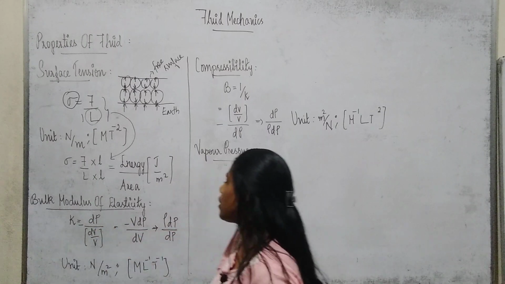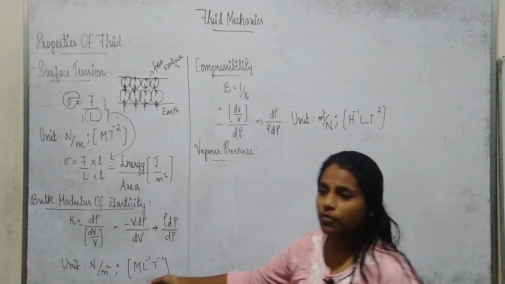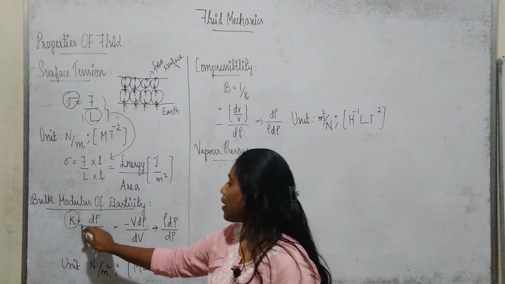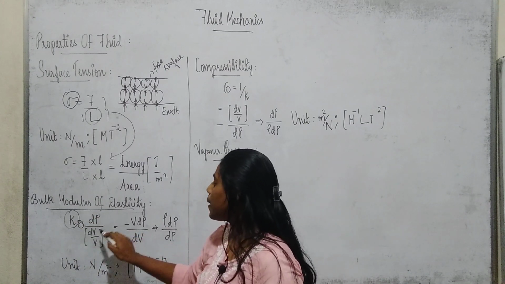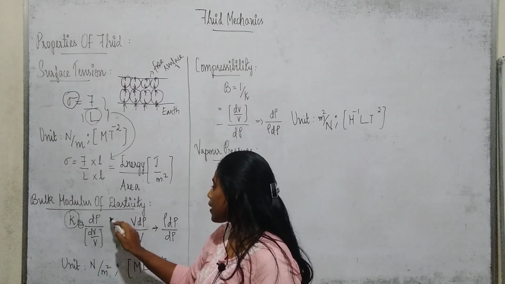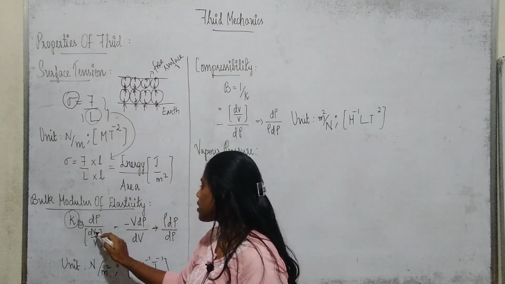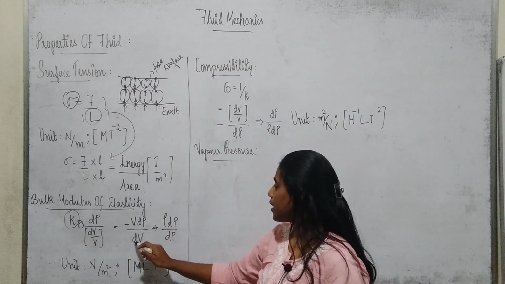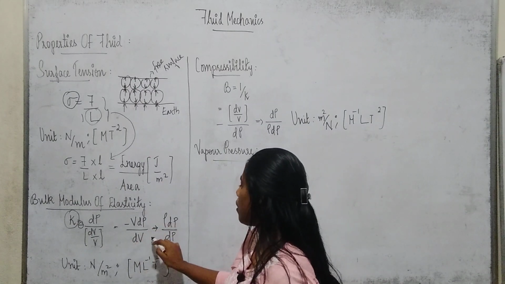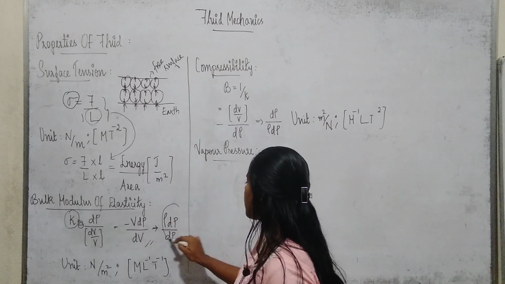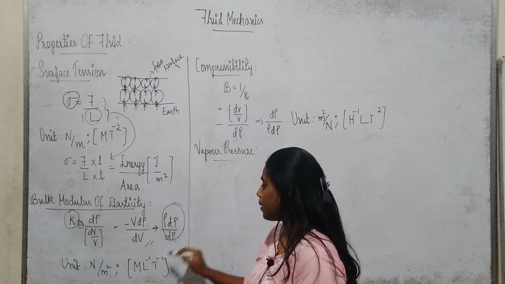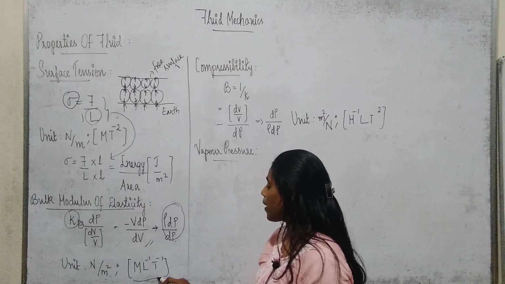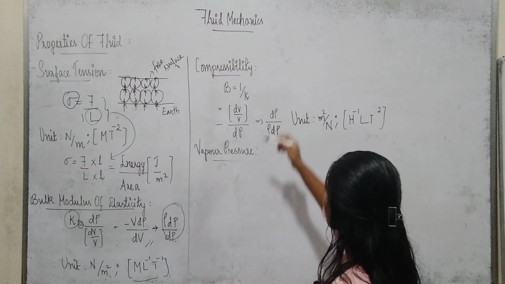Next one is bulk modulus of elasticity. It is represented by the term K, and it is given by negative dP by dV by V, that is dP by the change in the percentage of volume, which is equal to minus V dP by dV. After solving, it can be written as rho dP by d rho. The unit is Newton per meter square and the dimension is ML^-1 T^-2.